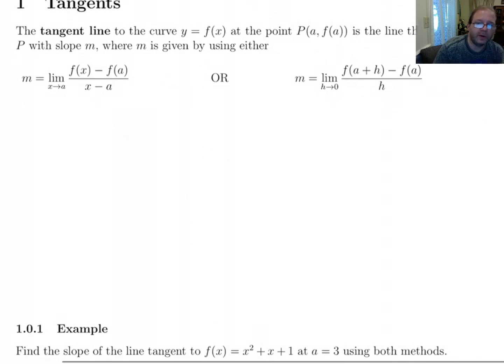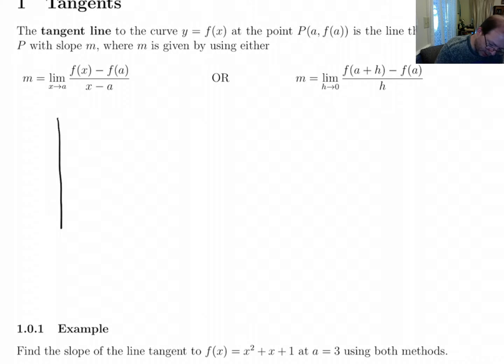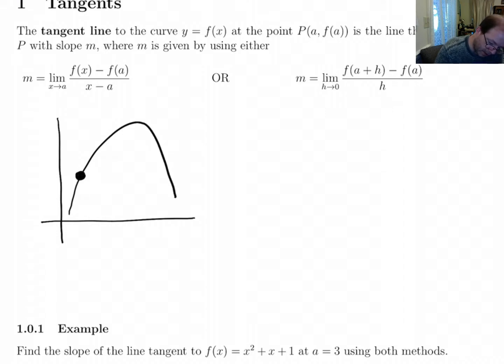So what I want to do is start out by drawing in a function. It doesn't really matter what it looks like. Here is one point, and I'm going to call this point a, f of a. And then we're going to have a second point, and we're going to draw a secant line through there. So I've got that line.